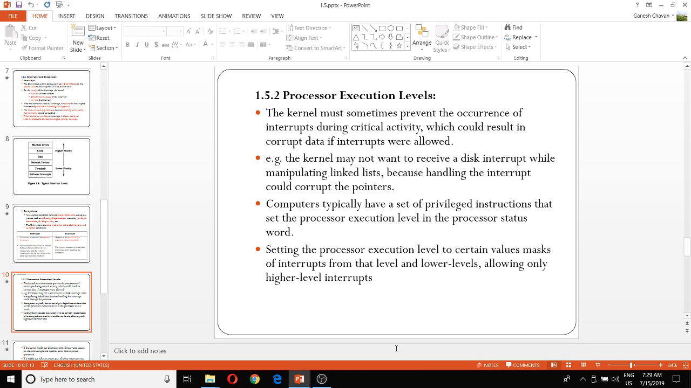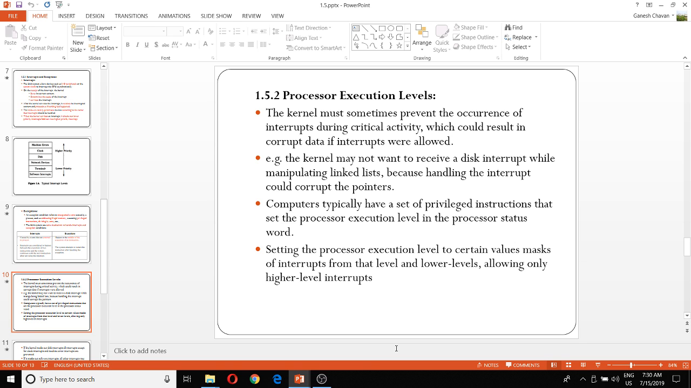Now, let us come to a point known as processor execution levels. The kernel must sometimes prevent the occurrence of interrupts during critical activity, which could result in corrupt data if interrupts were allowed. For example, the kernel may not want to receive a disk interrupt while manipulating a linked list because handling the interrupt could corrupt the pointers.